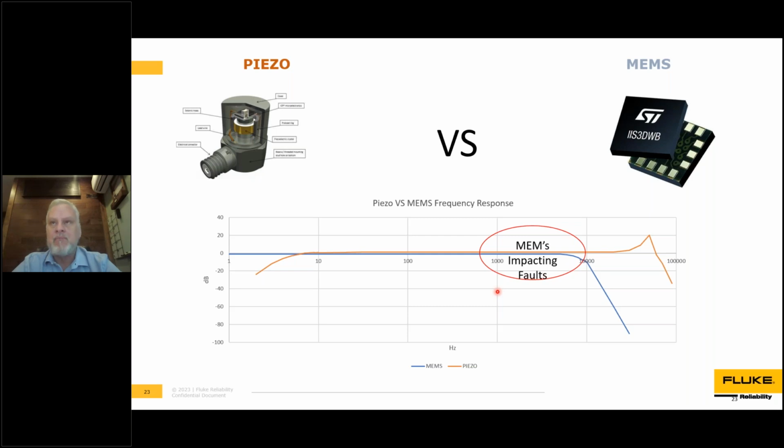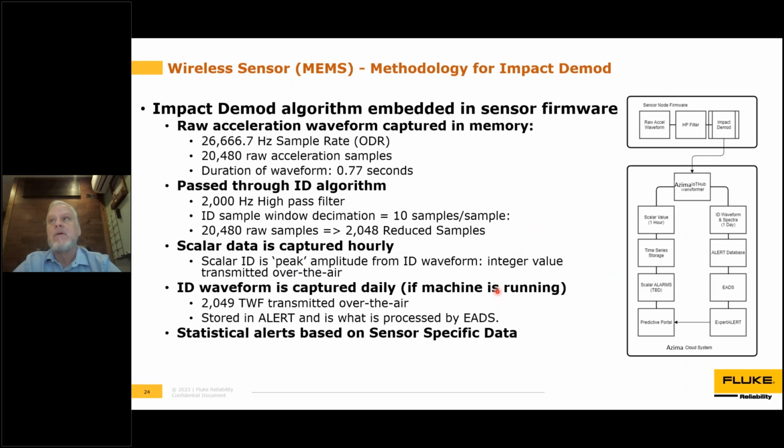So we've had very good luck, and I'll show you a case in just a minute where we captured a mid-stage bearing fault with a MEMS sensor, and we validated that it is in fact capable of detecting those impacting. So a little bit about how we do this. This came from our engineering team. Basically our impact algorithm is embedded into the firmware, and we capture that raw acceleration waveform. In fact, we capture about 0.77 seconds.